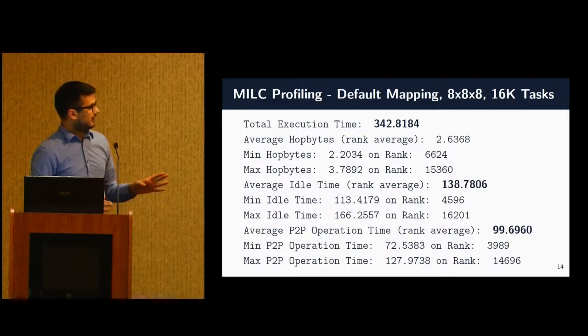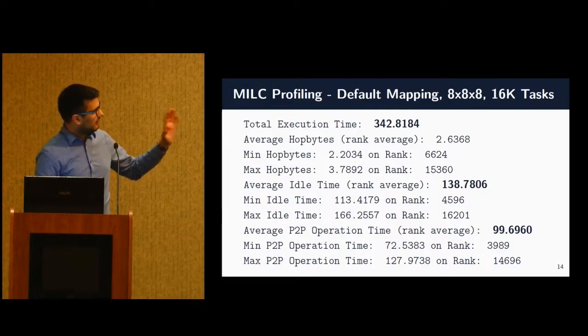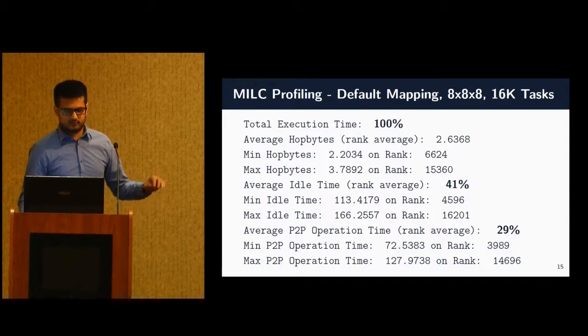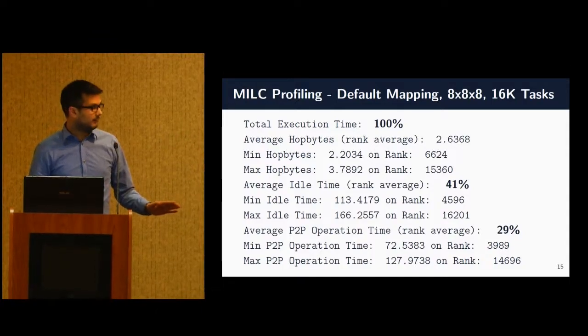So looking at some profiling data, this is sort of a summary of some of the stuff Topo Profiler gives you. We see total execution time, hop bytes, idle time, point-to-point operation time. And you see that the average idle time and point-to-point are fairly significant. So converting to percentages, in terms of a total of execution time, the average idle time is 41% on this.